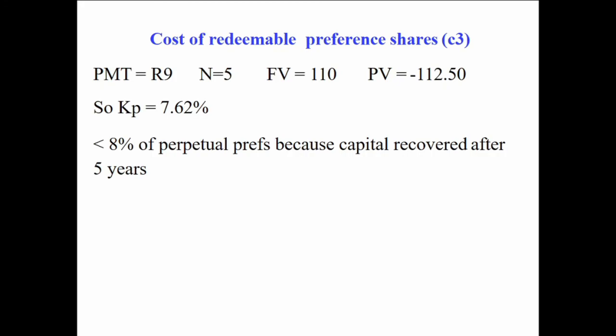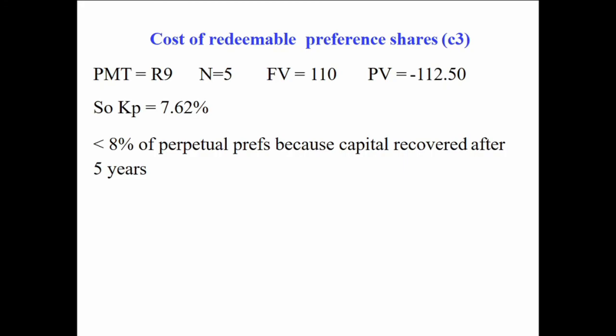So in this part of the example, we are assuming that the firm's preference shares now have a mandatory redemption provision. And this specifies that the firm must redeem the issue in 5 years at a price of 110 Rand per share. So we want to know what is the firm's cost of preference shares in this situation.